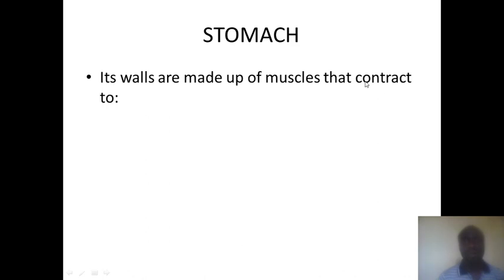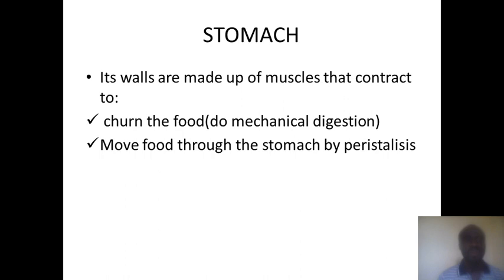One, we have the stomach, and when you look at its walls, it's made up of muscles. These muscles contract and do two things. As the muscles contract, they churn the food. They contract, and then the stomach walls press and compress the food, and the food breaks down into smaller pieces, what we call mechanical digestion. Also, when the muscles contract, it moves the food through the stomach by the process of peristalsis.